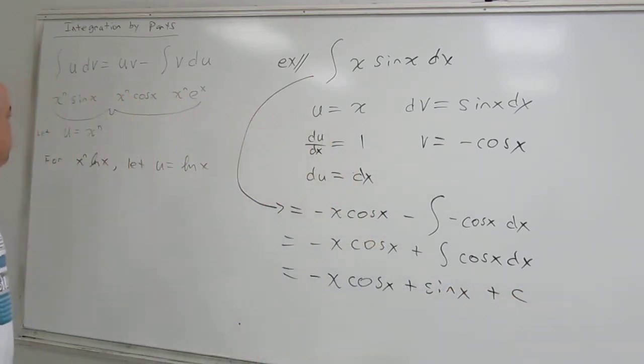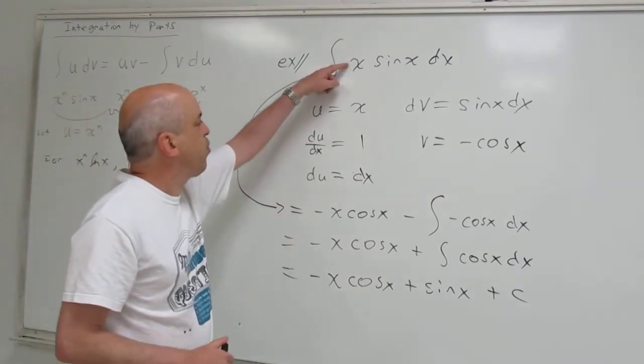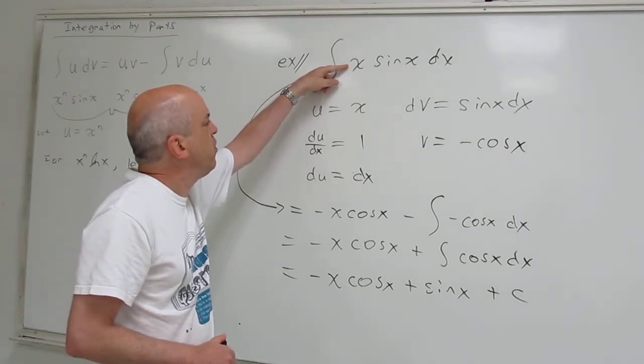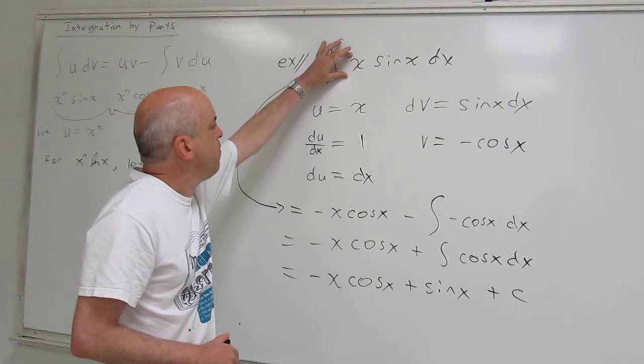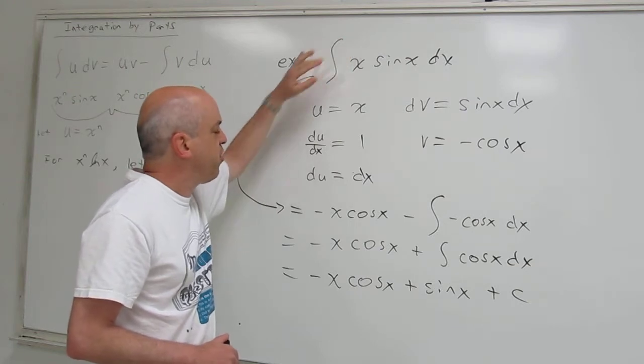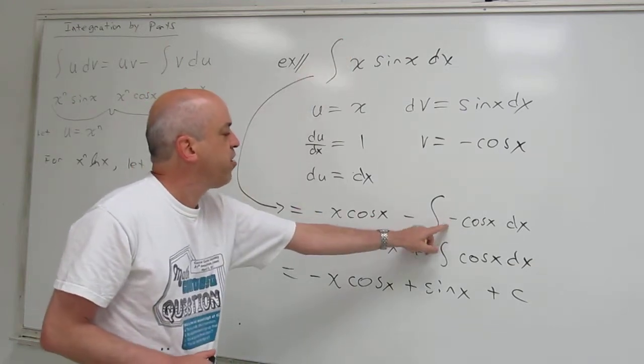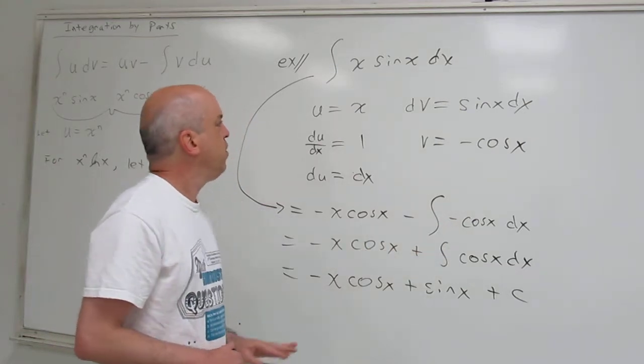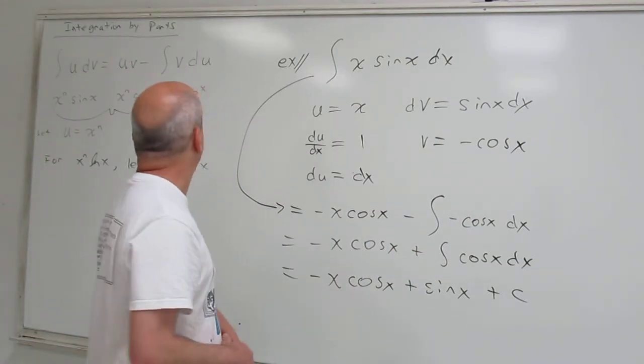Now, it is worth noting that if I choose a higher value of n, for example x squared or x to the third, I'm going to have to repeat this procedure more than once. If I started with x squared sine x here, after the first integration by parts step, this integral is going to have x to the first power times the trig function. I'll need to repeat it. So let me illustrate that with another example.